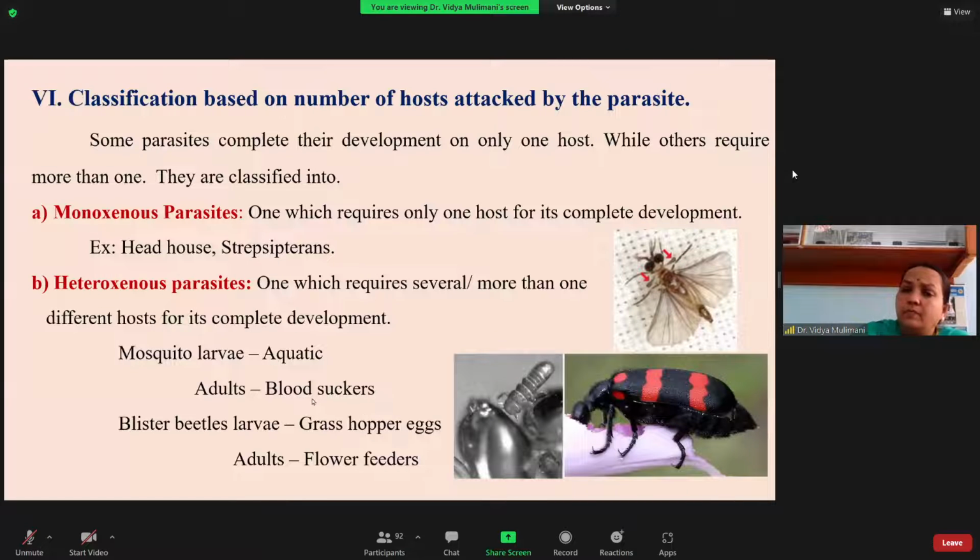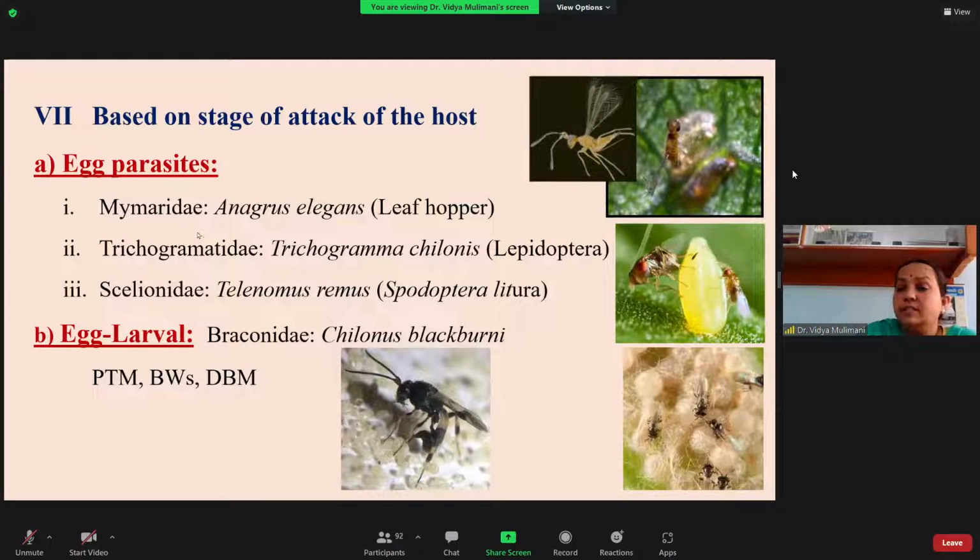So the larval feeding and the adult feeding are completely different here. So that is what it is, a classification based on the number of hosts attacked by the parasite to complete the life cycle. So this is the sixth one. Next you have the seventh one, based on the stage of the host attack. So this is an important classification.